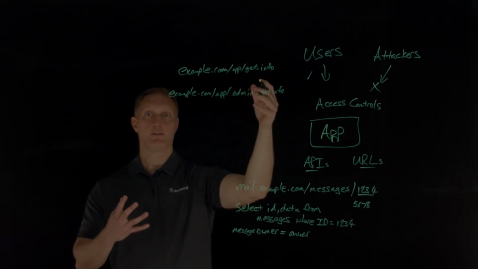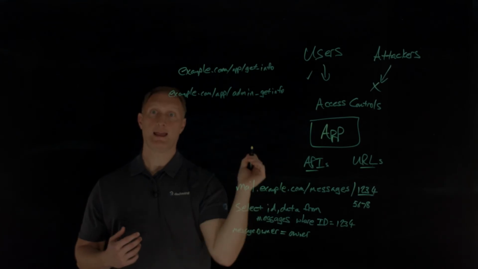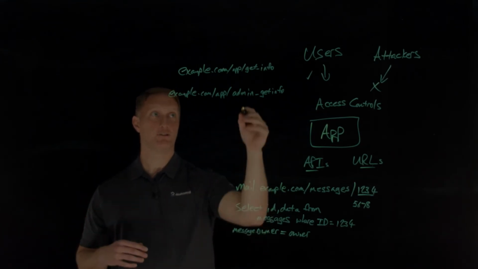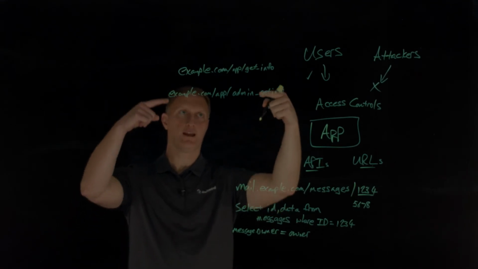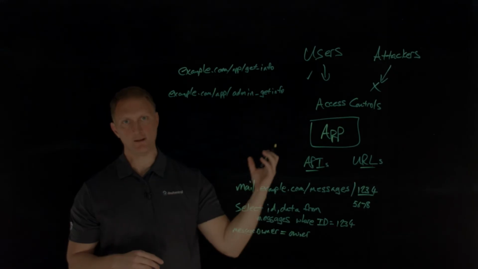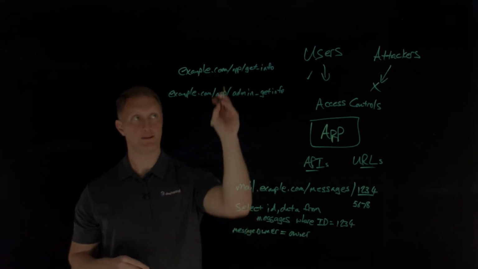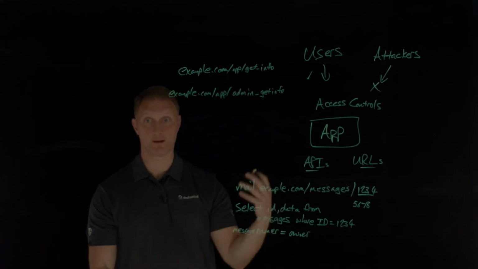So an unauthenticated user should not be able to get to either one of these, and a non-admin should not be able to get to this one. To say it differently, an admin is the only one that ought to be able to access that URL. So some people can force browse to these target URLs, and if you gain access, then that's a problem. So that's broken access control.